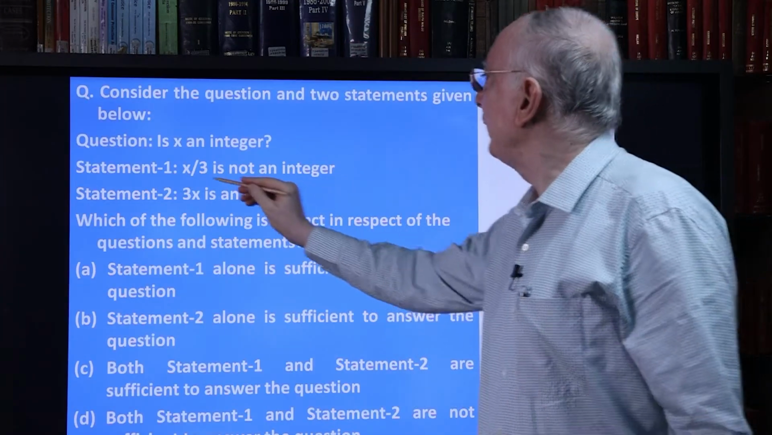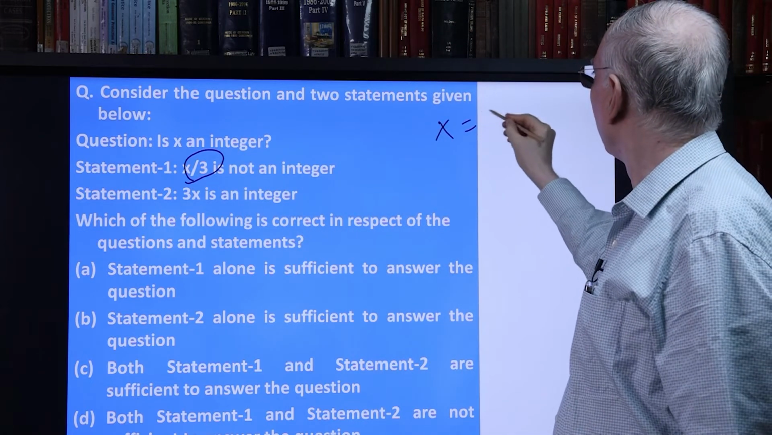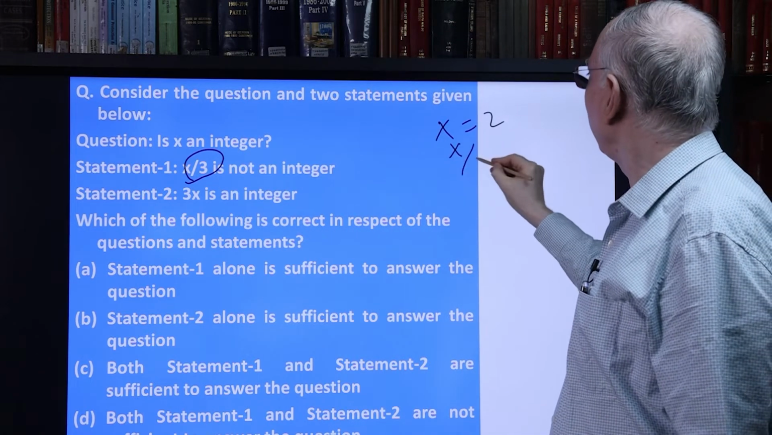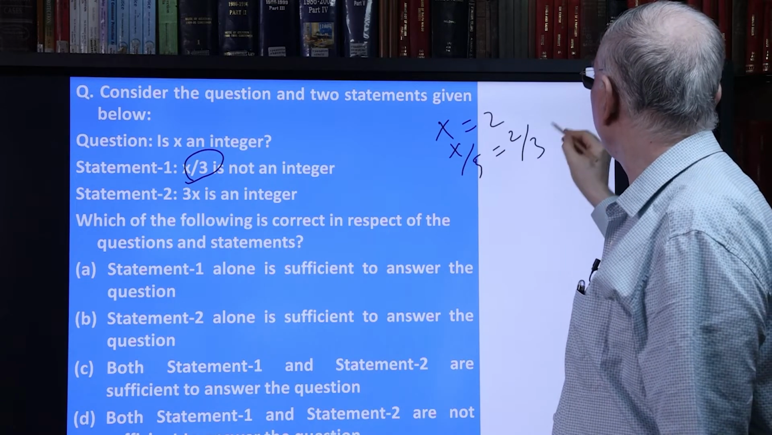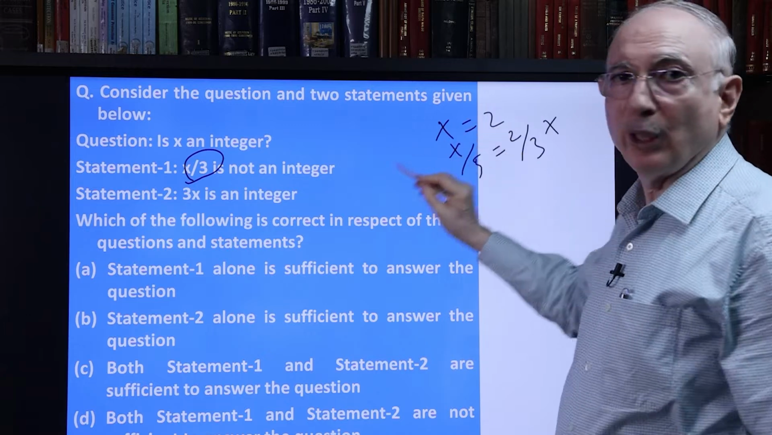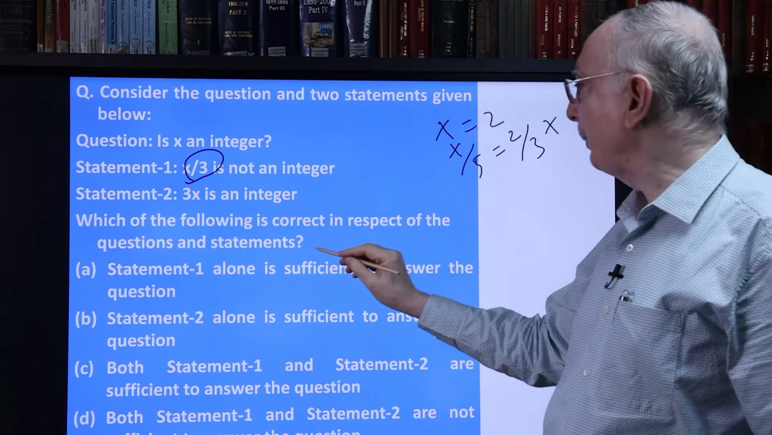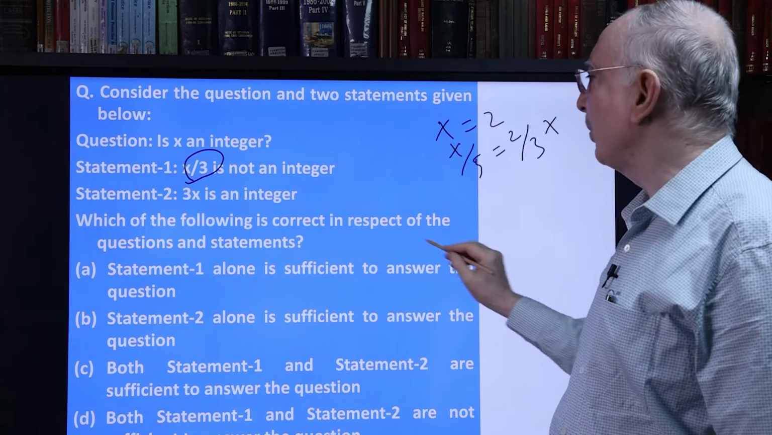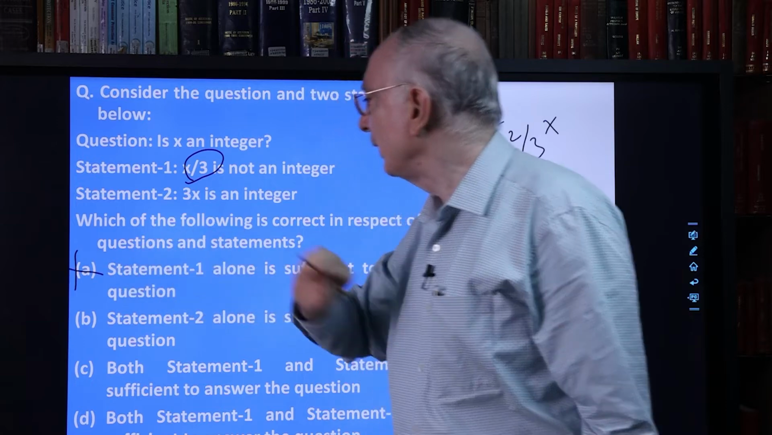Statement 1, x by 3. Suppose x is equal to 2. Then x by 3 is equal to 2 by 3, which is not an integer. Now, even if x is an integer, x by 3 is not an integer. So statement 1 alone is sufficient to answer the question. That does not hold good. Therefore, we have to rule out this.